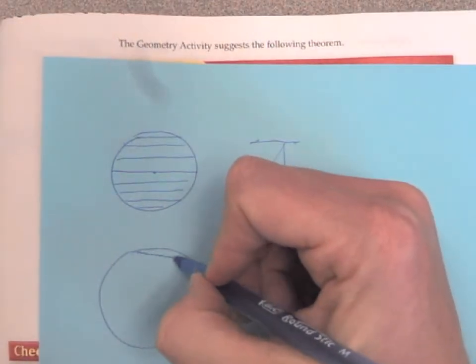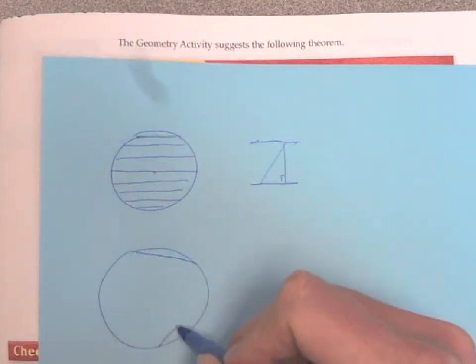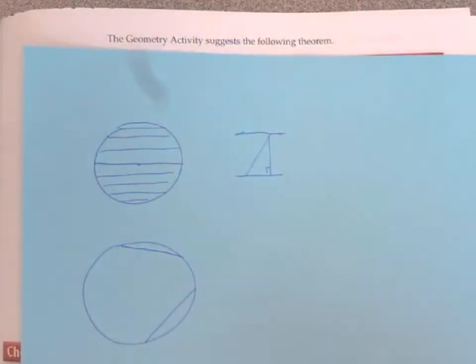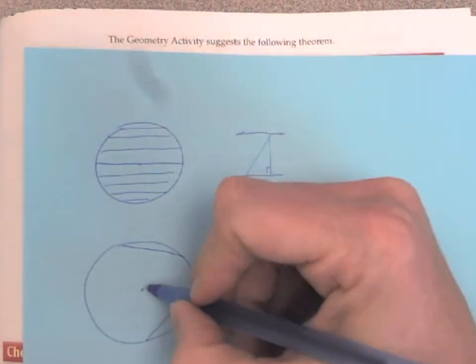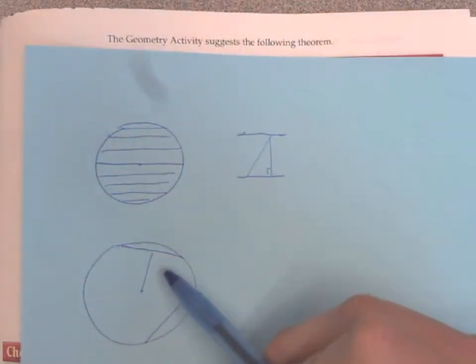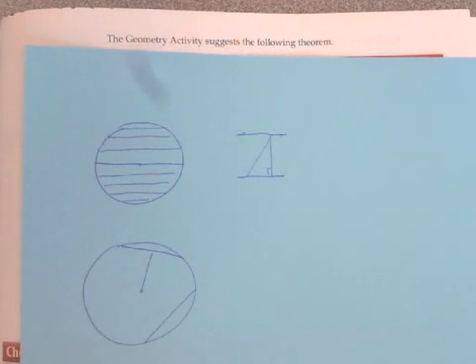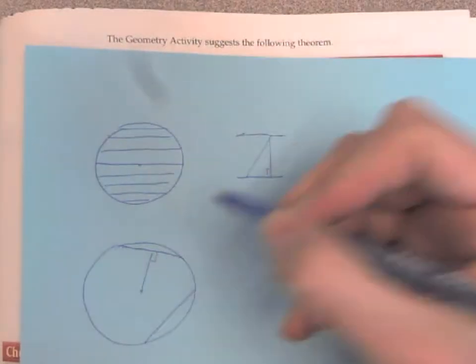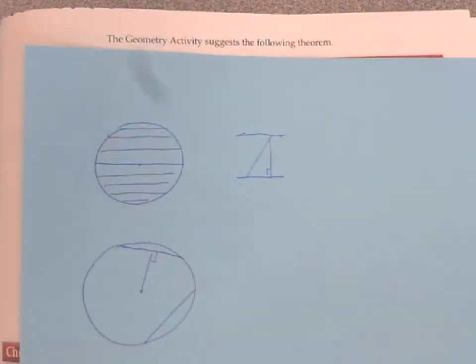Okay? Let's do this guy, and let's do something like this. Okay? So what we would do is measure a distance here. If we wanted to measure how far away this chord is from this dot, from the center, we would actually draw a perpendicular like this. We would make a right angle.